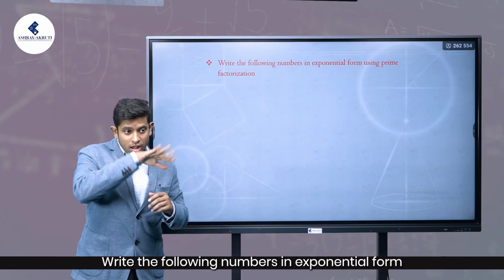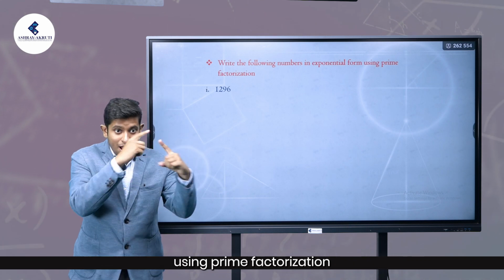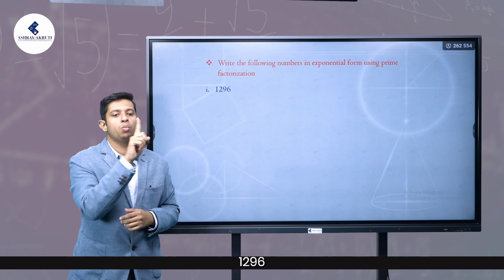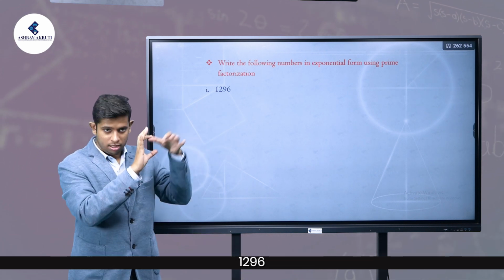Write the following numbers in exponential form using prime factorization. 1296.